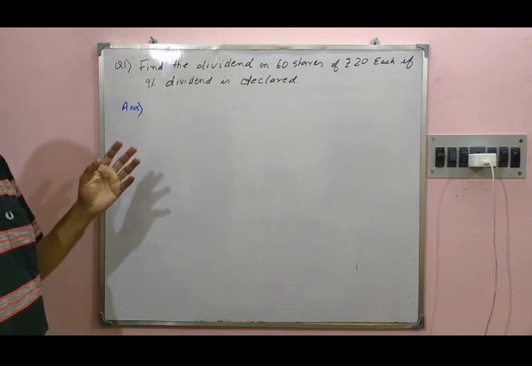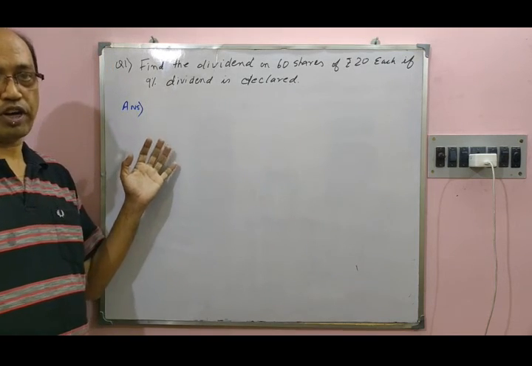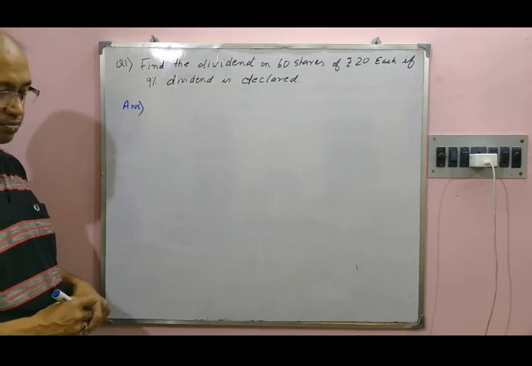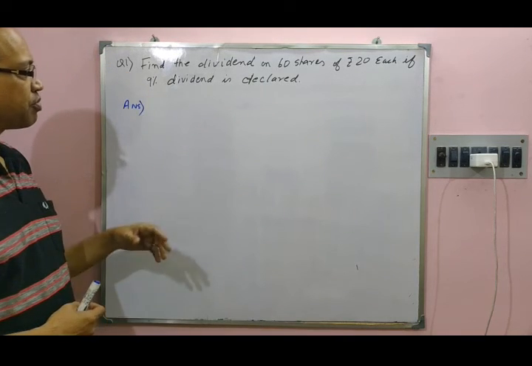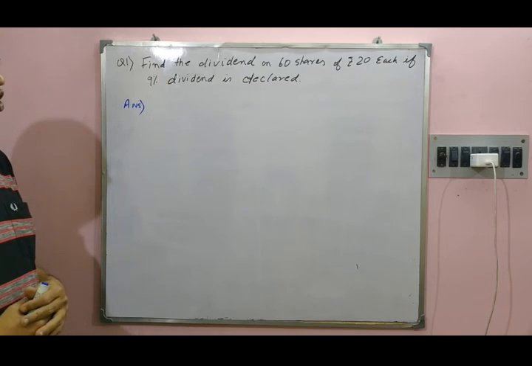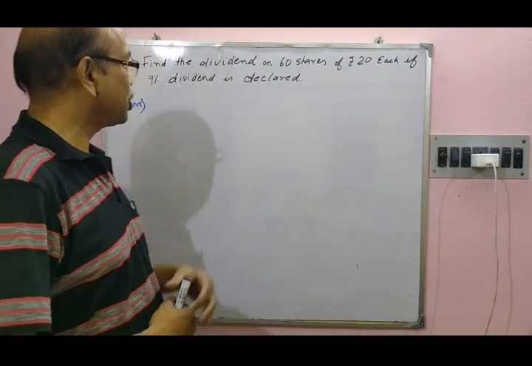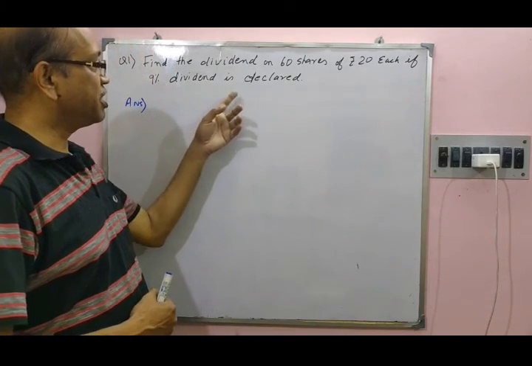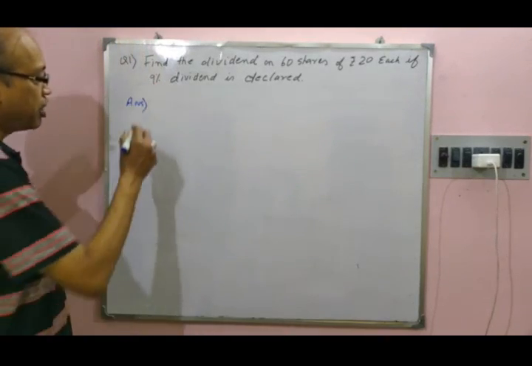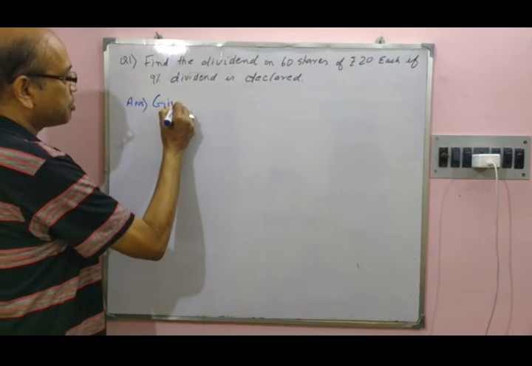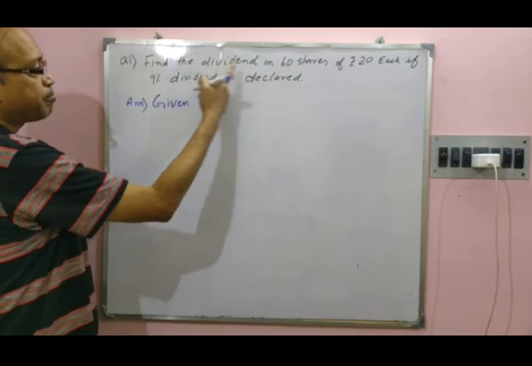We will solve some numericals from your exercise. Question 1. Find the dividend on 60 shares of rupees 20 each if 9% dividend is declared. From here, what is given?